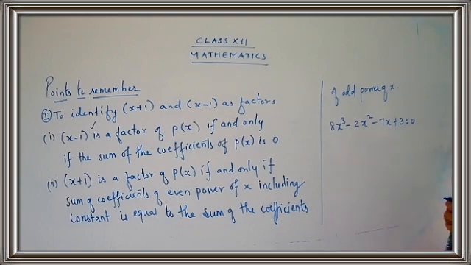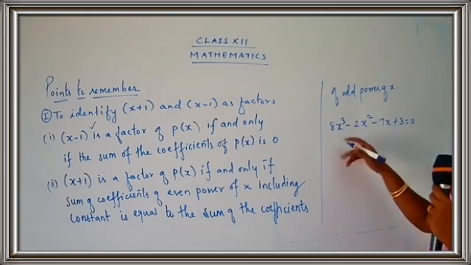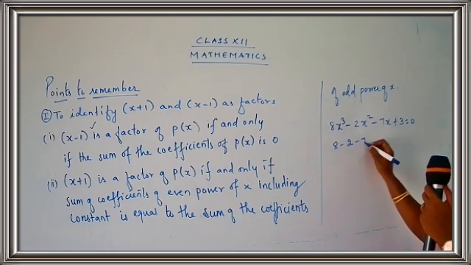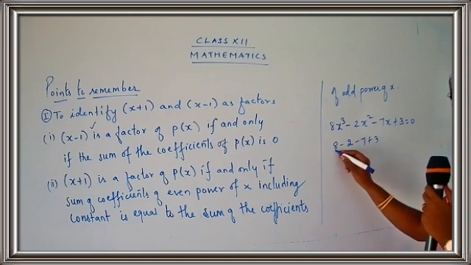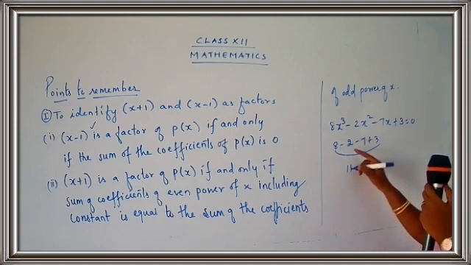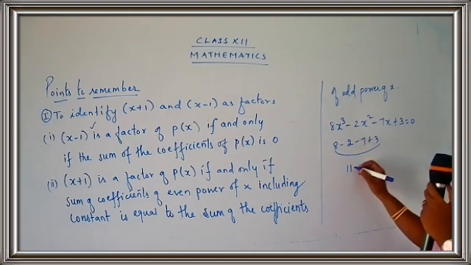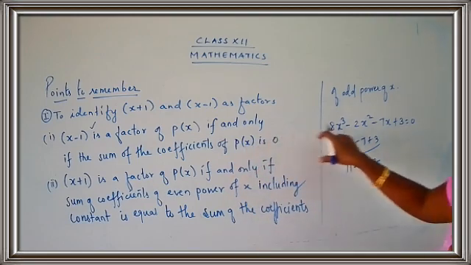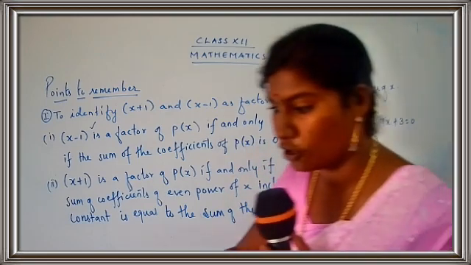So here let me check for the first part. Let me add all the coefficients. So 8 minus 2 minus 7 plus 3. Add the positive numbers, it's 11. Minus 2 minus 7, it's minus 9. I get the answer 2. So it's not possible. So x minus 1 is not a factor of this polynomial.